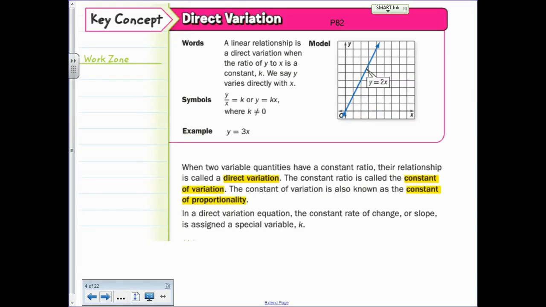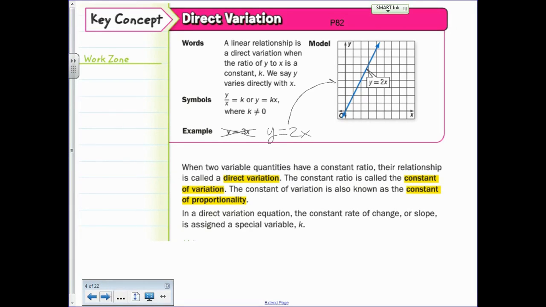So what is a direct variation? A linear relationship is a direct variation when the ratio of y to x is a constant, k. We say y varies directly with x. So y over x equals k, or y equals kx, where k is not equal to 0. For example, it says y equals 3x, but that's actually not correct. It should say y equals 2x. That is a typo in the book.